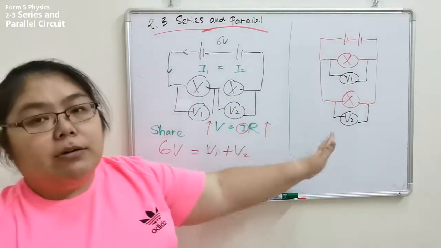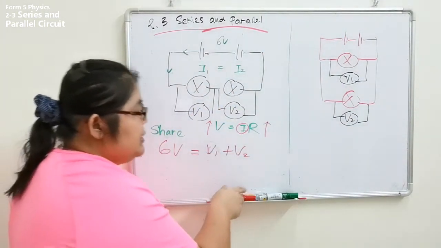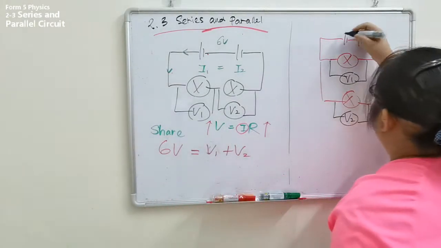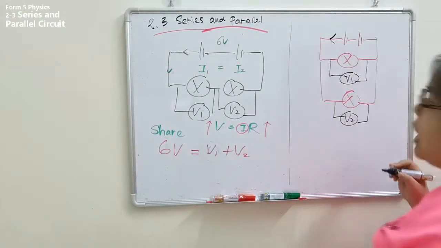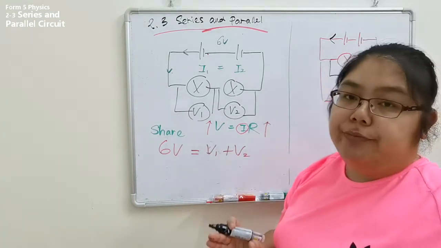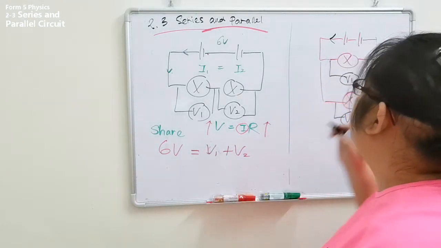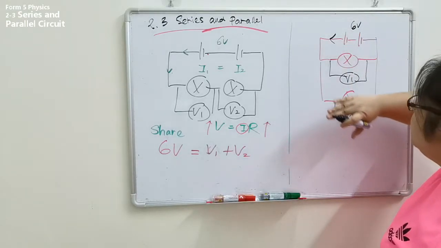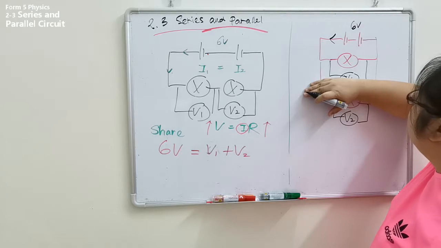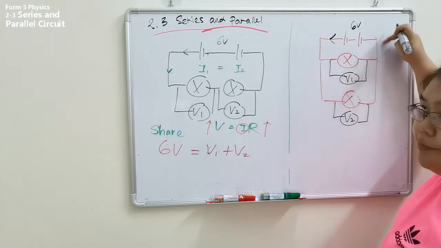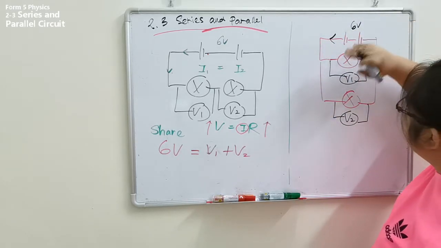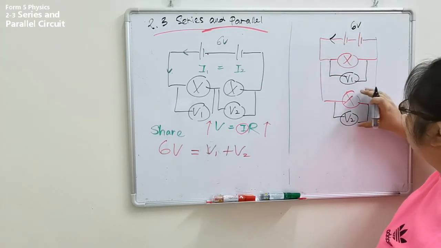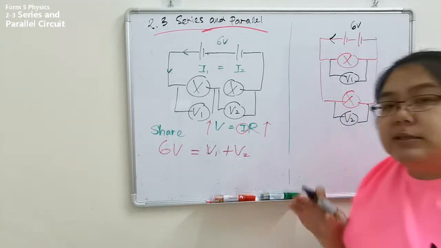Okay, how about the parallel? We see the parallel first. Okay, current also starts to flow. The current flow is different, depending on your resistor. But voltage, you can see, if I close this part, you see the 6 volt must go to the bulb. Agree or not? If I close the first part, I connect 6 volt straight to the second bulb. They also get 6 volt.